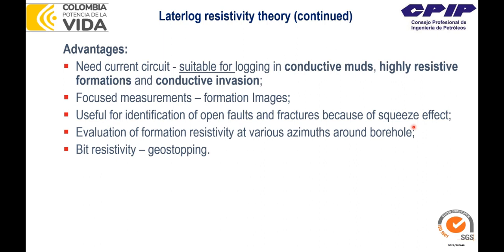Okay. Evaluation of formation resistivity at various azimuths around the borehole. So when we're talking about an azimuthal tool, we're not only talking about up and down. We're talking about 360 degrees. So we can measure left, right, top and down. So we can cover the entire borehole cylinder.